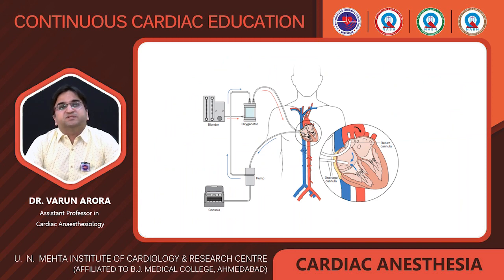As you can see in this diagram, the drainage cannula is on the lower side. Through the drainage cannula, blood goes to the pump, then to the oxygenator, and through the return cannula into the ascending aorta, as you can see in this diagram.